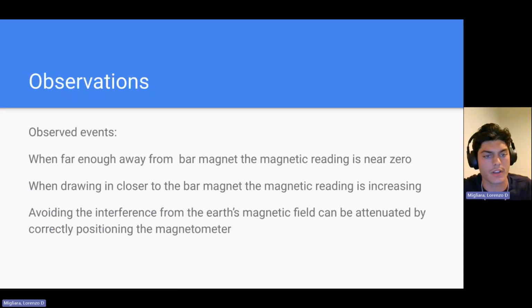Here's what we observed from just playing with the magnetic reader. When you're far enough away, it's 0, showing that the magnetic field decays. When you draw closer to the bar magnet, of course, the magnetic reading increases. What we can assume here is that there is an inverse relationship between the distance and the strength of the magnetic field. We also had to avoid interference from the Earth's magnetic field, and we were able to attenuate that concern by correctly positioning the magnetometer.